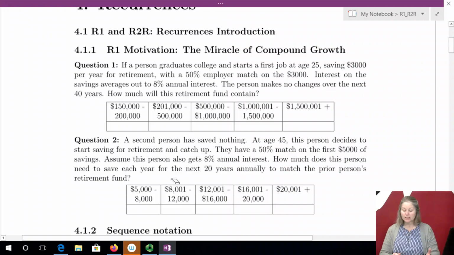How much does this person need to save each year for 20 years annually to match the prior person's retirement fund? So notice the first person has 40 years to save to get to age 65. The second person only has 20 years to save. So my question is, the first person was saving $3,000 a year. Will that second person need to save roughly double that amount, between $5,000 and $8,000? Or will they have to save between $8,000 and $12,000? Or will they need to save between $12,000 and $16,000? Or between $16,000 and $20,000? Or will they have to save more than $20,000 a year in order to catch up?